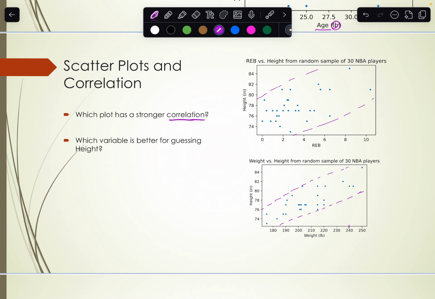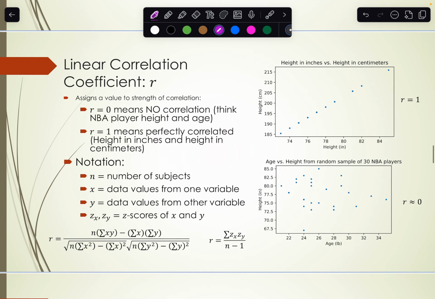So if I knew that they were 240 pounds, I would guess their height is somewhere in between here. I wouldn't waste time guessing that their height was down here. Now, if I knew they had 8 rebounds, I don't know their height. The correlation is weaker between height and rebounds. Which variable is better at guessing height? Weight.